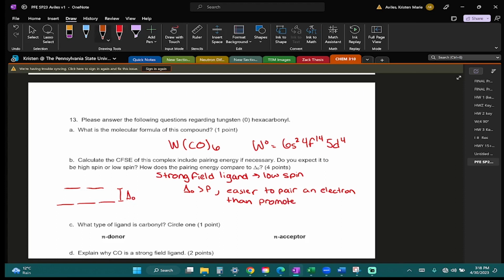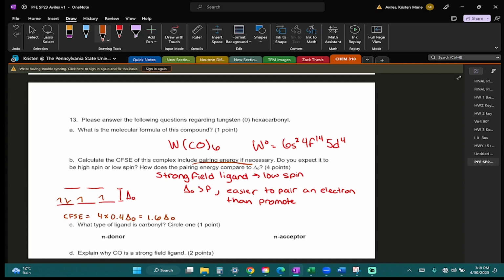So now we'll go ahead and fill in the electrons. We have 1, 2, 3, and since we said it's low spin, we stay down in our T2G orbitals. When we're calculating our CFSE, all these are in our triply degenerate orbitals, so we'll just do 4 times 0.4 delta O, and this gives us 1.6 delta O, but it tells us to include pairing energy if necessary.